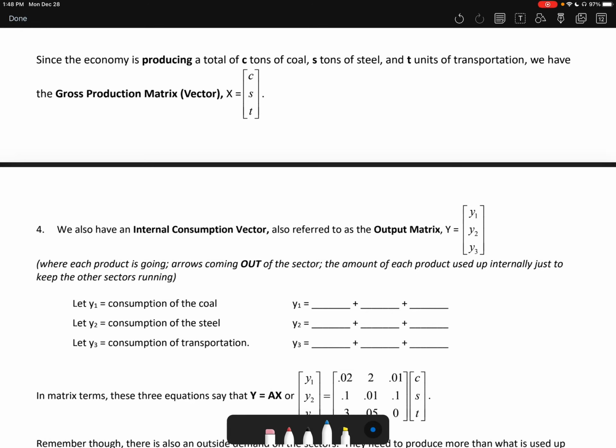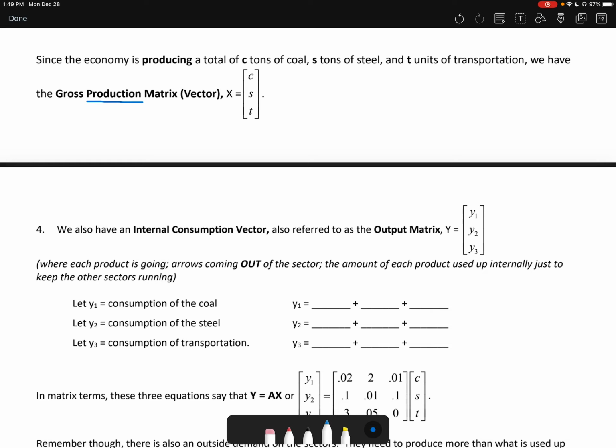Okay, so in addition to A, your input-output matrix that you will have to set up, there are some other important matrices that go along with these situations. The first one is the gross production matrix, or a lot of times they just simply call it the production matrix. This is the gross production of the entire economy. What you would fill this in with is the total tons of coal, the total tons of steel, and the total units of transportation that this economy is making. That would be your X.